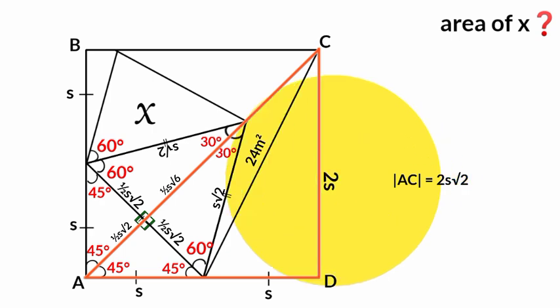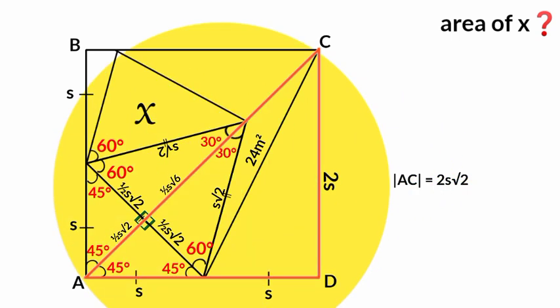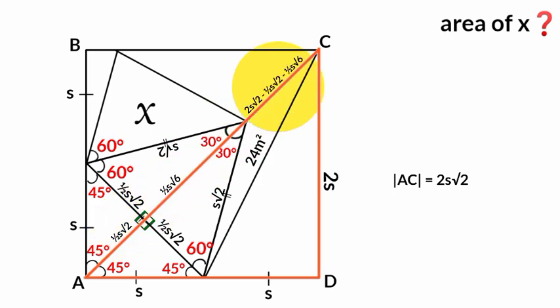Now since the whole length of line AC is 2s root 2, and we have this part to be 1 over 2s root 2, while this is 1 over 2s root 6, this must be 2s root 2 minus 1 over 2s root 2 minus 1 over 2s root 6. And if you simplify this using your calculator, it's going to give you an approximate value of 0.8966s. That is, this side is 0.8966s in length.